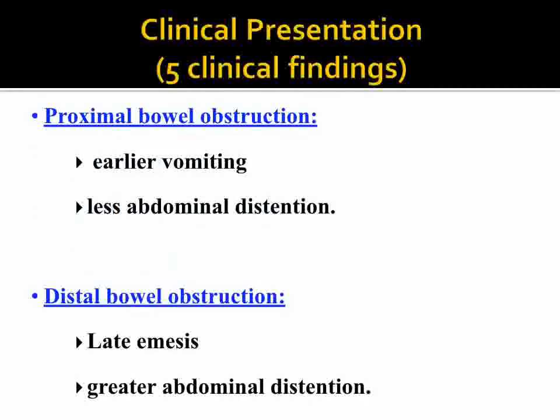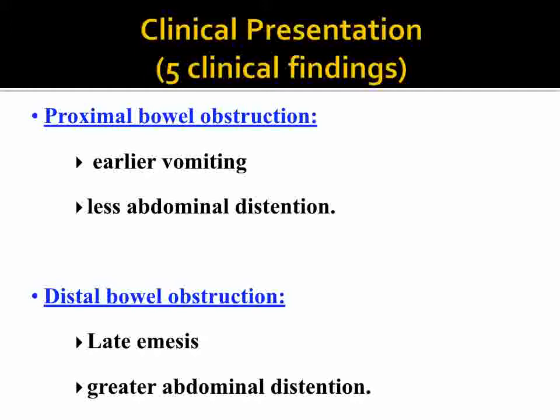Okay, as we said, we classify intestinal obstruction into either proximal obstruction or distal obstruction. Proximal obstruction means obstruction of the proximal part of the intestine, at the level of the duodenum or the upper jejunum. Distal obstruction means obstruction at the level of the ileum, colon, rectum or anal canal. In proximal obstruction, the vomiting will be early and the distension will be less. While in distal obstruction, the vomiting will be late and the abdominal distension will be more marked.